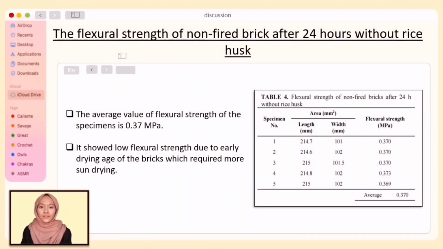The fractural strength of non-fire brick after 24 hours without rice husk. The average value of the fractural strength of the specimen is 0.37 megapascal. It shows the low fractural strength due to the early age of the brick, which required more sun drying.